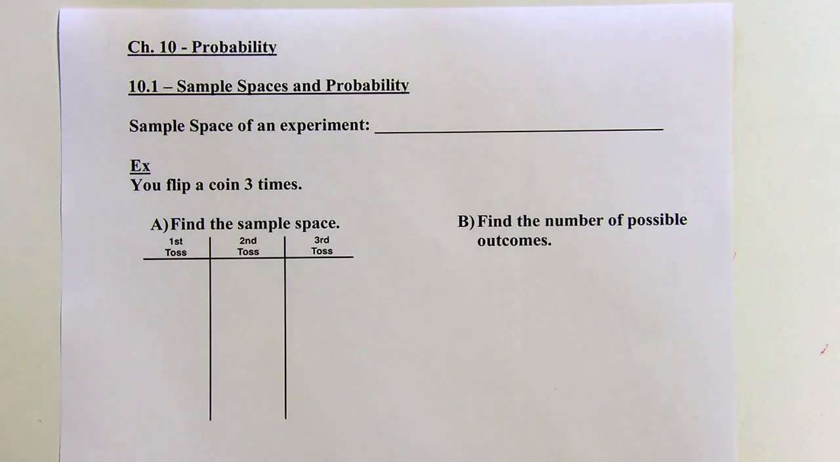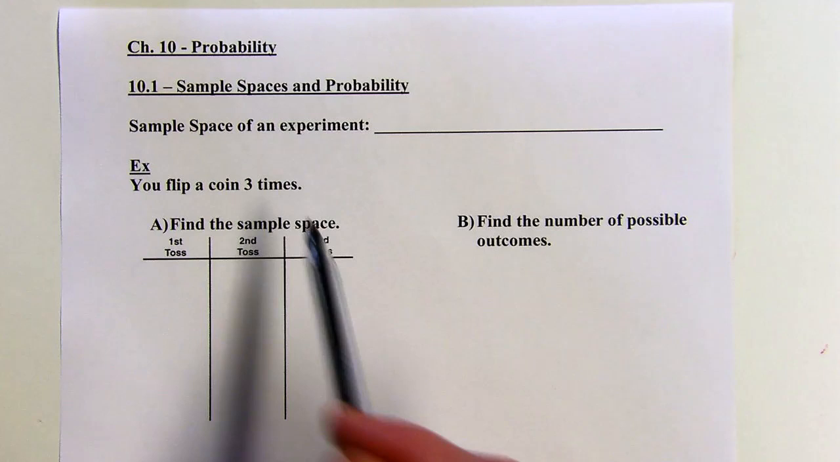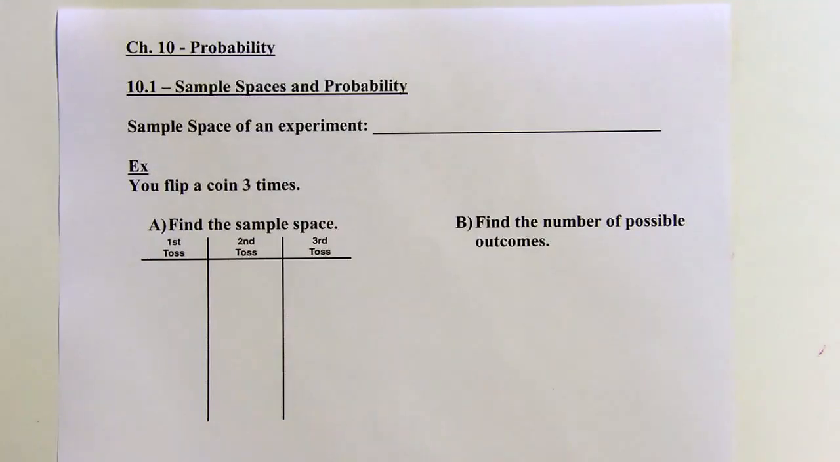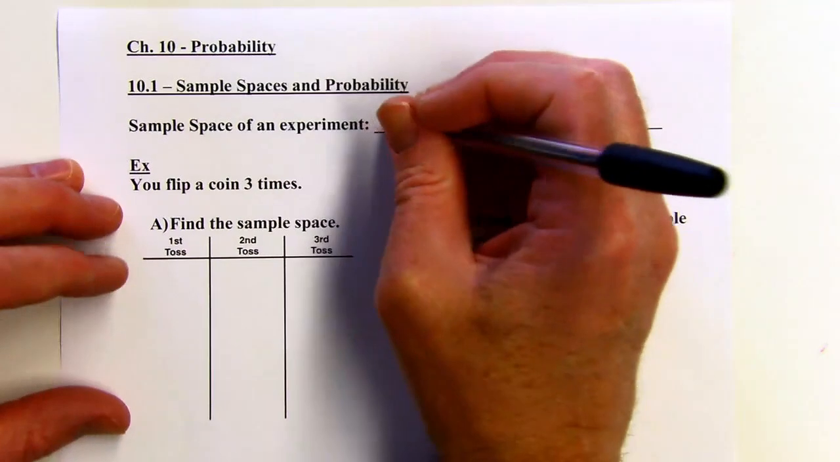Okay, chapter 10 is probability, and the first section is sample spaces and probability. All right, so a sample space of an experiment is all of the possible outcomes.